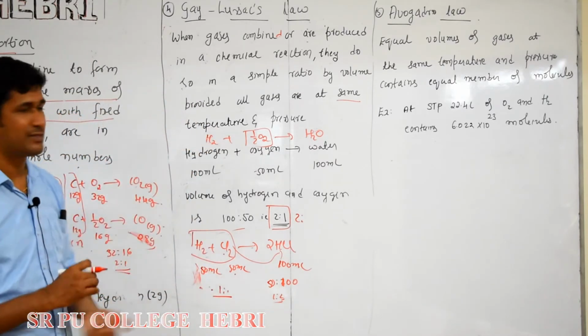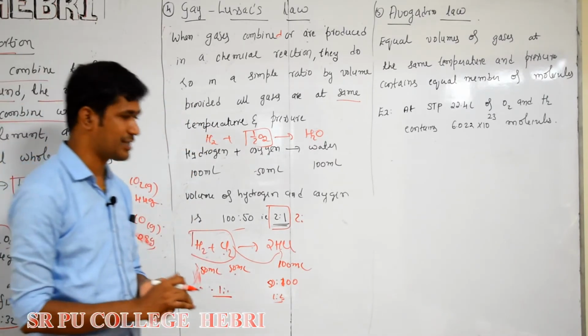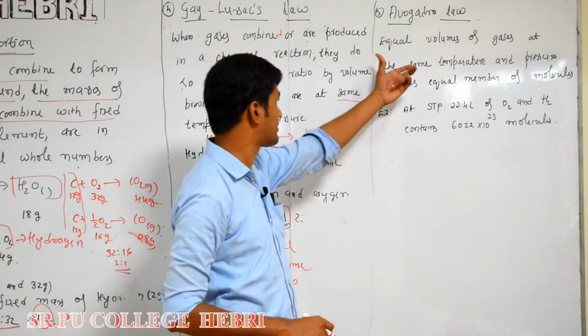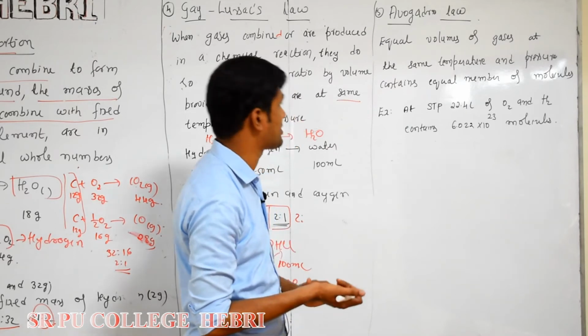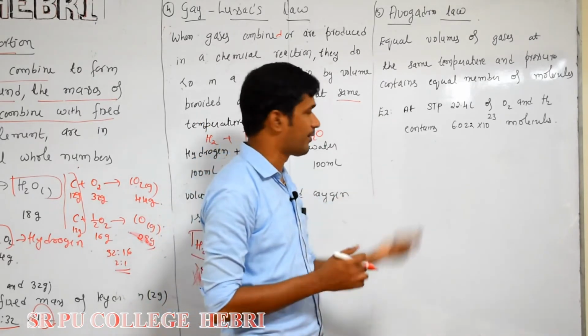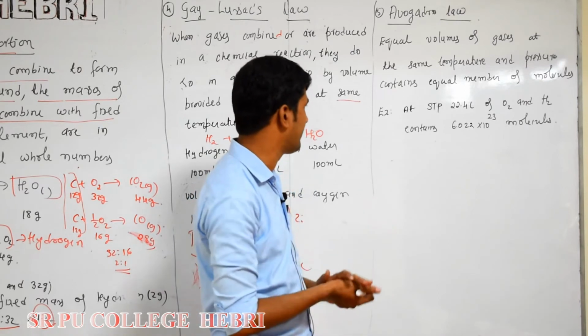This is Gay-Lussac's law. The next law, the last one, is Avogadro's law. So what it says, this is very important. Equal volumes of gases at the same temperature and pressure contain equal number of molecules. So this law is very, very important.